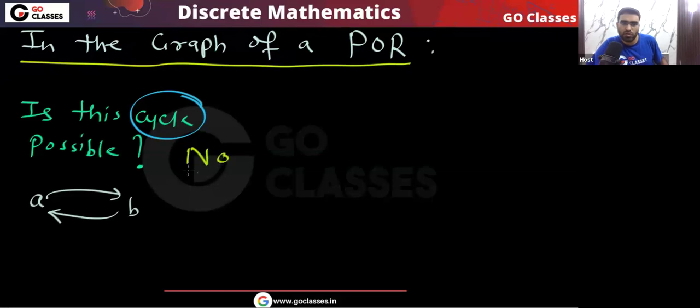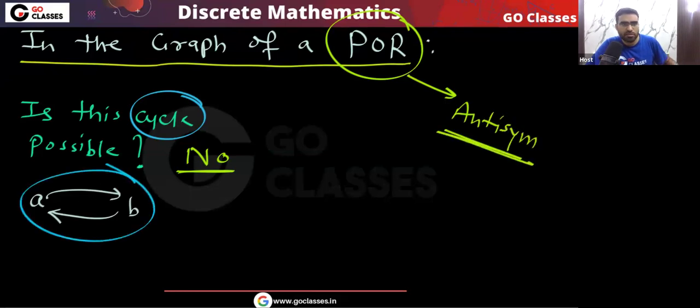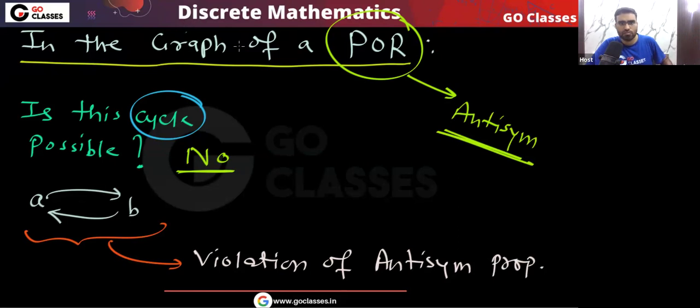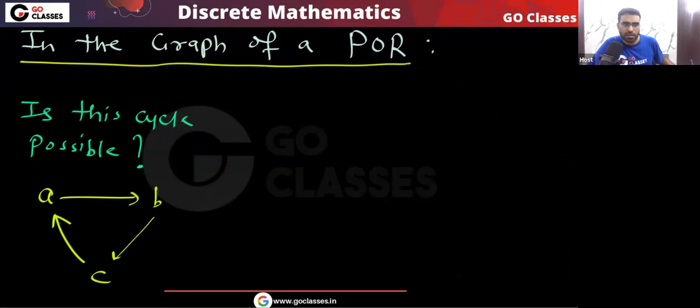The answer is no, because partial order relation is antisymmetric. So you can never have this type of situation, because this violates antisymmetry. Yes or no? If you look at this, this is a violation of the antisymmetric property. Correct? So you cannot have this type of cycle. Now you tell me, can you have this type of cycle? For example, A to B, B to C, and C to A. Is this cycle possible?